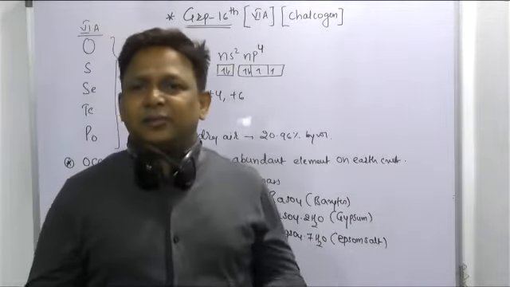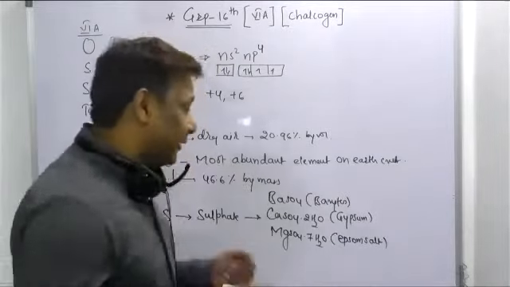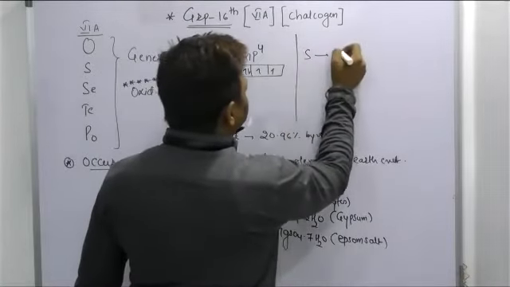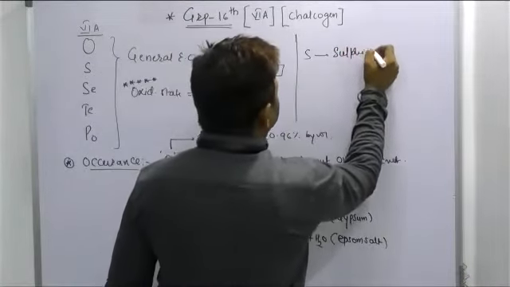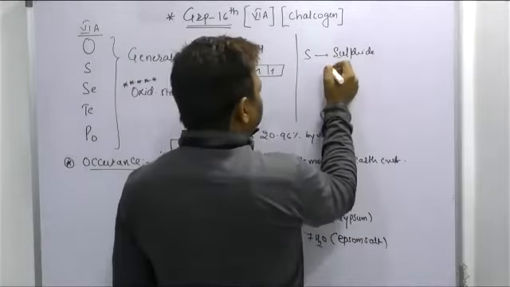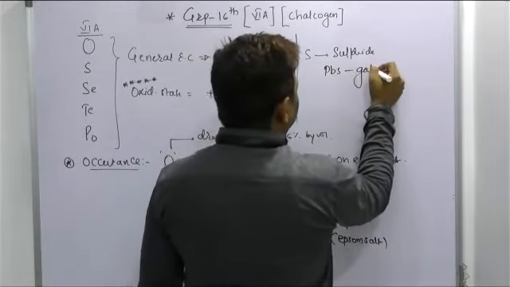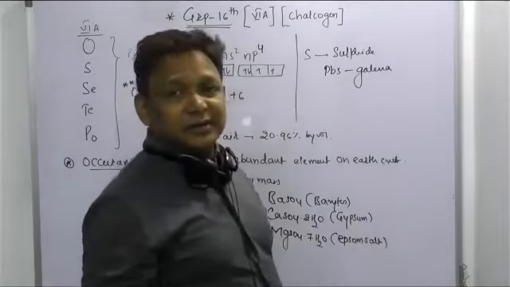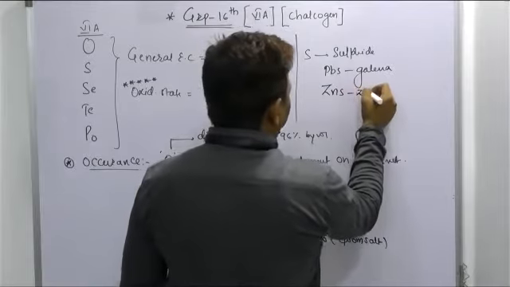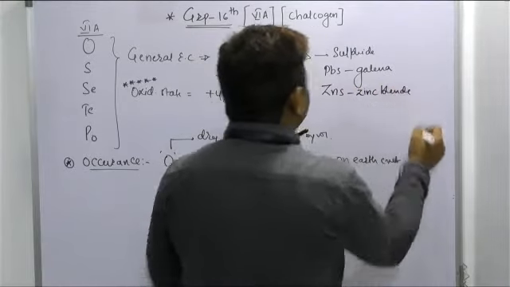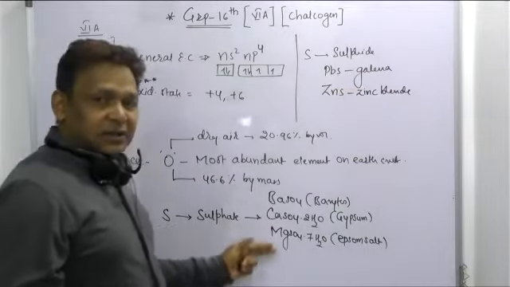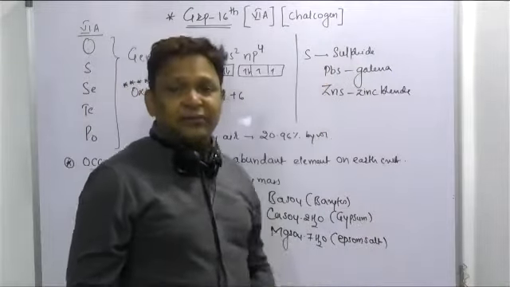Another one: sulfur may exist in the form of its sulfides also. What are sulfides? We know ZnS and PbS. PbS is called galena. ZnS, zinc sulfide, is called zinc blende. So sulfur may exist in the sulfide form, and it may exist in the sulfate form. These are the sulfate forms of sulfur, and these are the sulfide forms of sulfur.